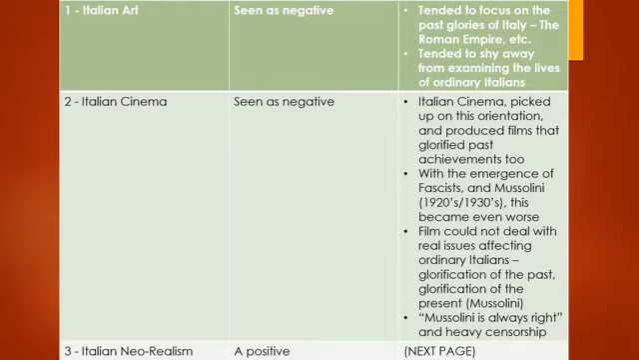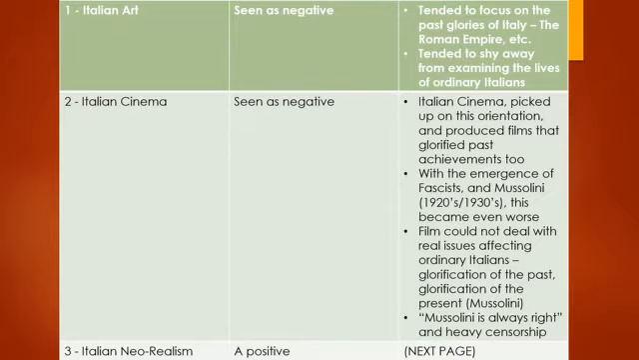So, Italian art or Italian society is seen as negative in general. Why? It tended to focus on the past glories of Italy, the Roman Empire, etc. Remember, for them, Italy was this kind of great country with this great history. There was nothing negative there. Italian art and Italian society in general constantly glorified the past and didn't look at the present.